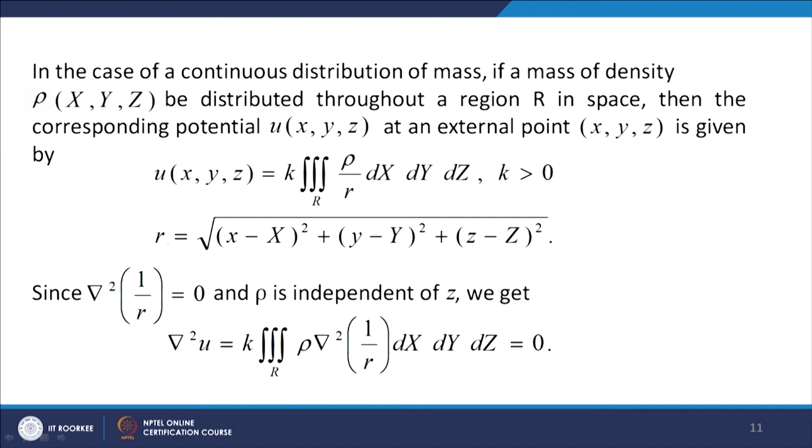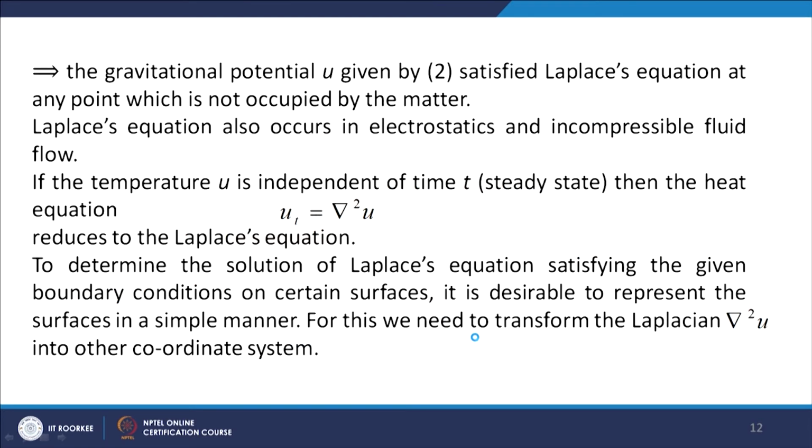Now, here we have r equal to the square root of (x minus x′) squared plus (y minus y′) squared plus (z minus z′) squared. Since del squared of 1 by r equals 0 and rho is independent of x, y, z, we get del squared u equal to k times the integral over the region of rho times del squared of 1 by r dx dy dz, which equals 0. This implies that the gravitational potential u given by (2) satisfies the Laplace equation at any point which is not occupied by matter.